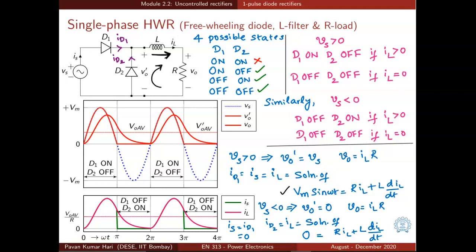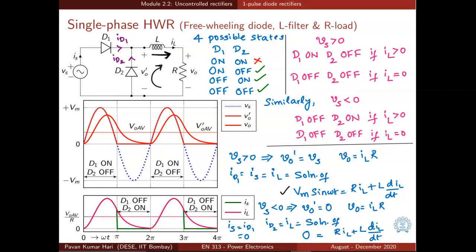And when the input voltage is negative, Vs is less than 0, VO dash is equal to 0. Why? Because D2 is on. VO dash is nothing but the inverse of the voltage across D2. And what is output voltage? It is again IL times R, but now IL is the solution of 0 is equal to R IL plus L dIL by dt. That is the KVL in the second loop, right side loop. And the source current IS is equal to ID1, which is equal to 0. So that is what is shown here.